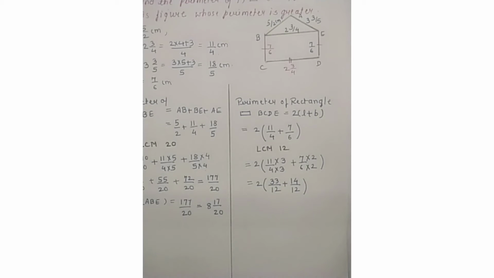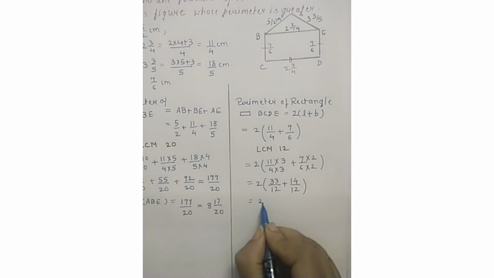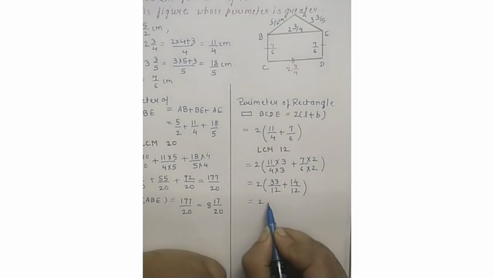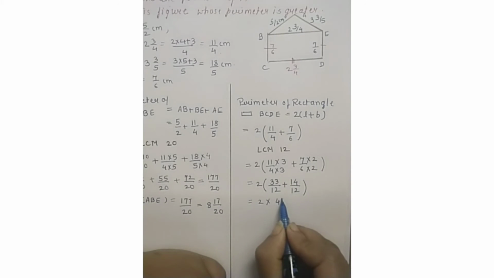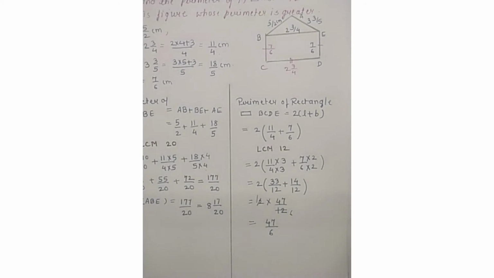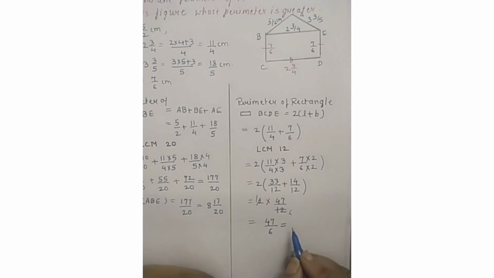So what will be my answer? 33 plus 14 becomes 47 upon 12, right? Then 2 times, one 2 is 6. So what is the perimeter? 47 upon 6. I can convert it, it will become 7 5 by 6.